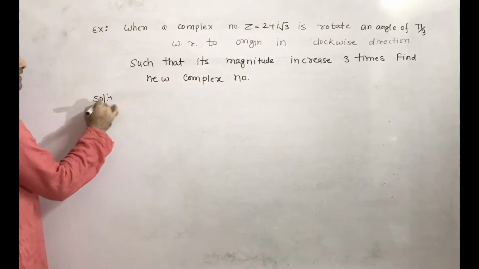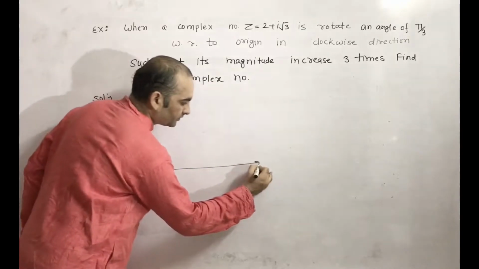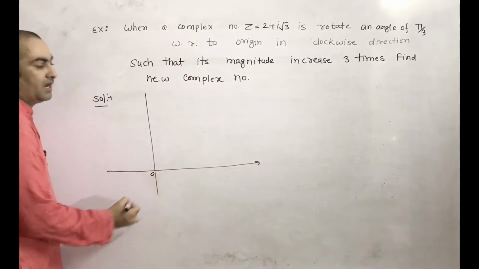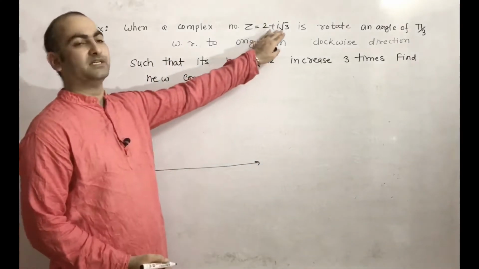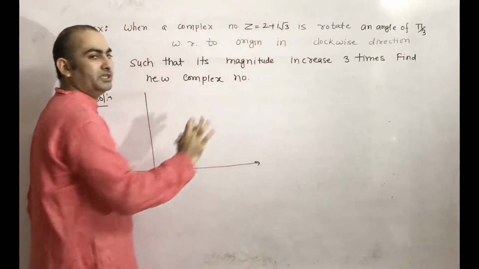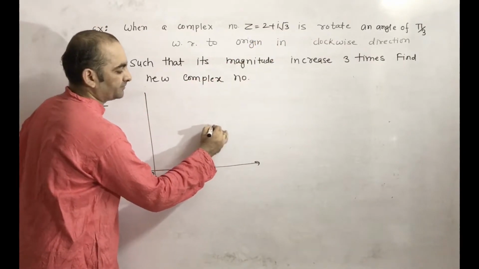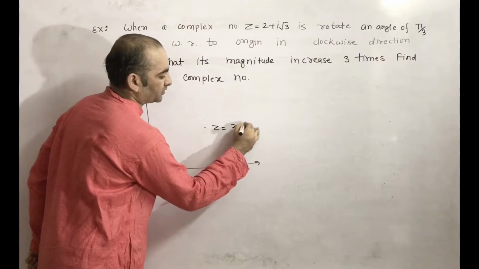Okay, तो सबसे पहले हम डायग्राम ड्रॉ करेंगे. So we are taking complex plane. Okay, so this is the origin and z is 2 plus iota root 3. So z has real part 2 and imaginary part root 3, so we can say that z lies in the first quadrant. Okay, so z will be here. This is 2 plus iota root 3.